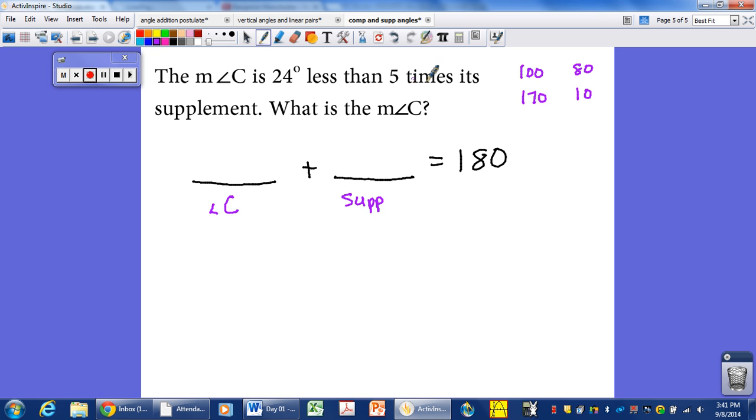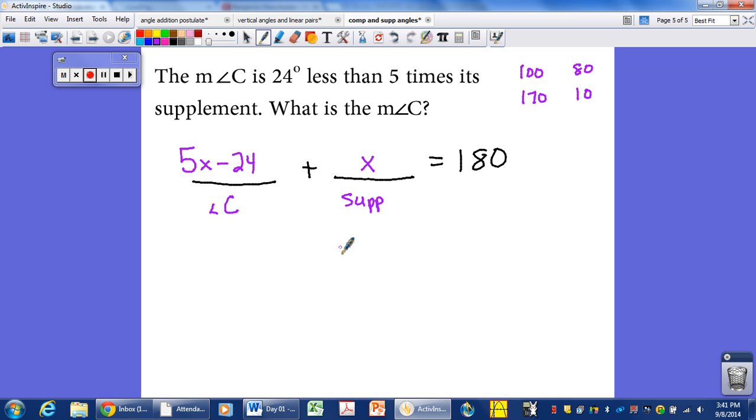So in this case, 5 times its supplement less 24. So rather than using S, I'm going to use x. So 5x minus 24. Less than always comes after, because you have to have a quantity before you can have less than it. So 5x minus 24 means the supplement is just the value x. Single variable, and then the relationship.